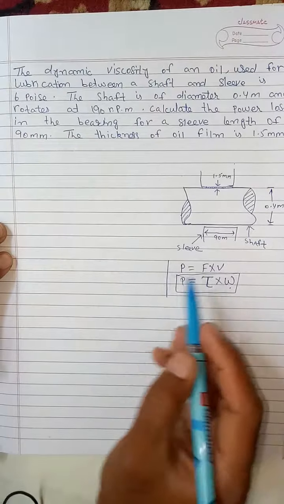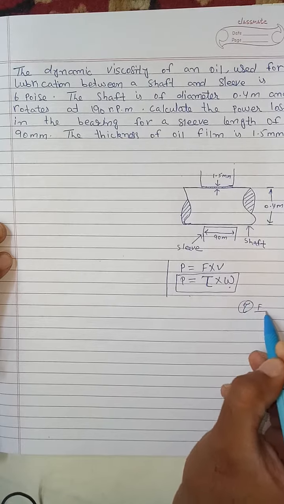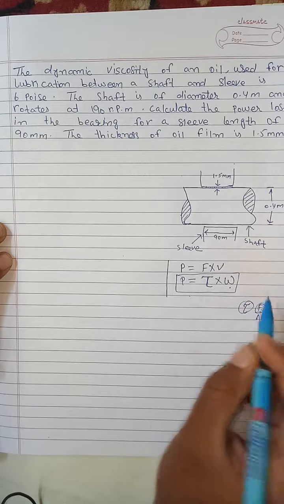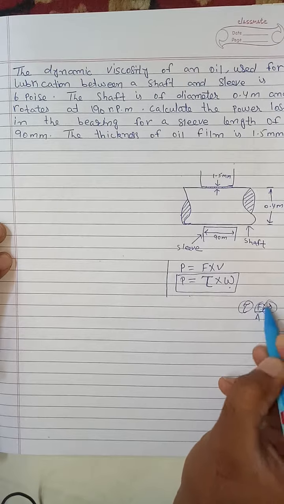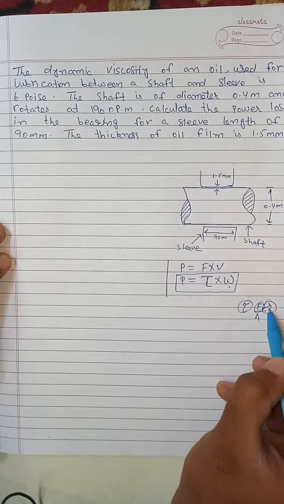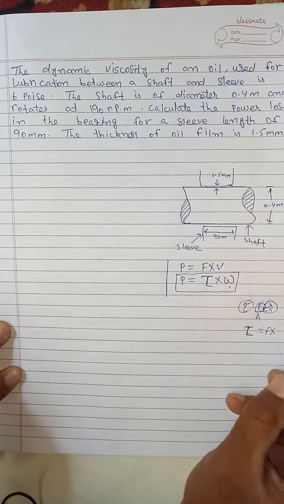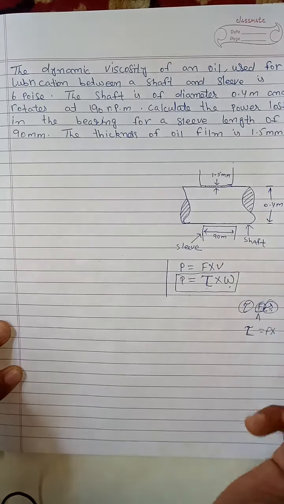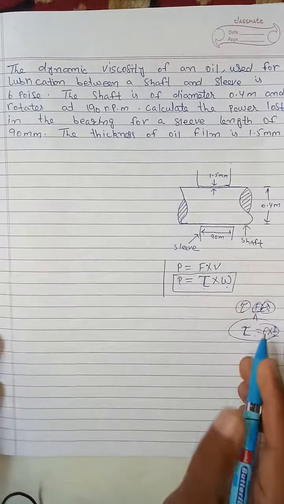We can find this easily. If we find tau, which is force per unit area, I can find force from this because I know the area of this sleeve. And with the help of force I can find torque, because torque equals force into the perpendicular arm, that is diameter by 2. So I have to find tau first.